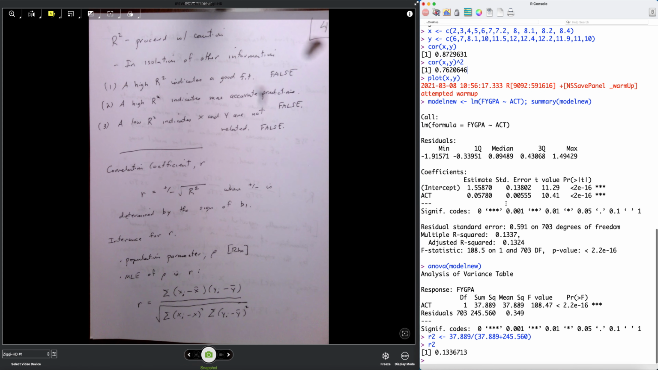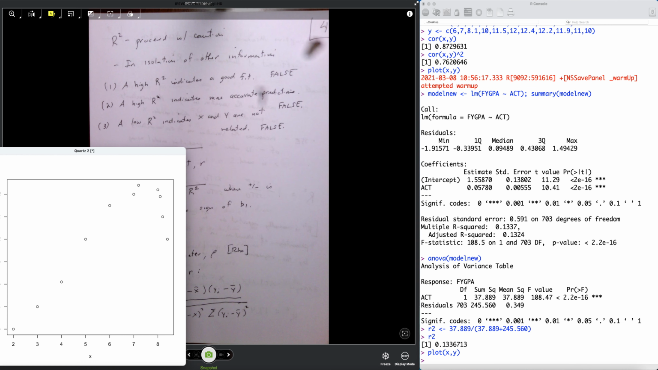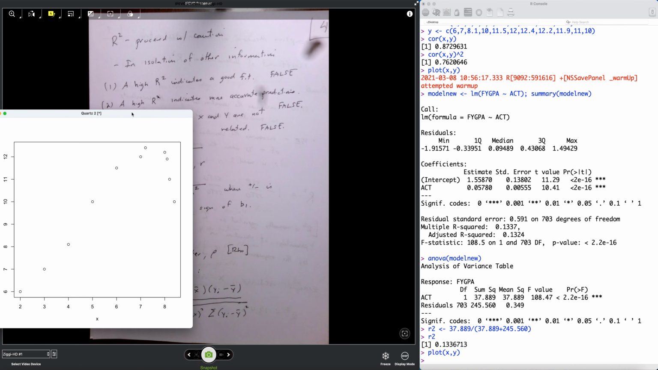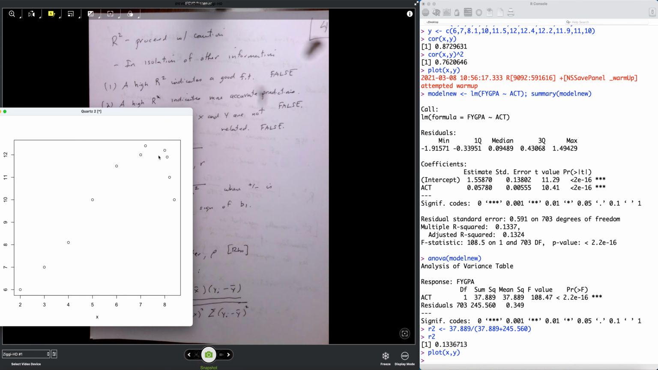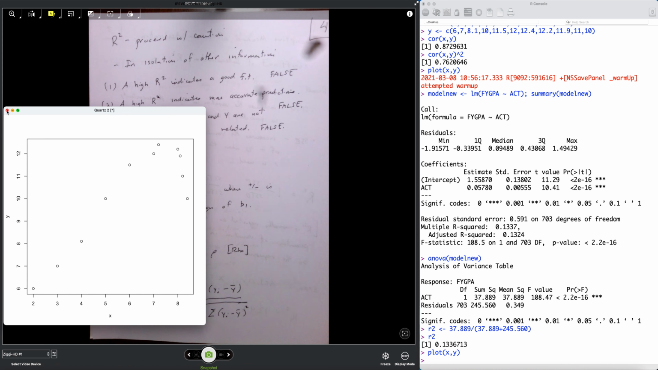But if I do plot X, Y, and again, in isolation of anything else, an R squared of 76.2 indicates a good model fit, right? Well, no, it doesn't. Because if we look at the plot, you can see that we have a curved nature right here, and a linear model is not appropriate for describing the relationship between X and Y, even though we have an R squared that is relatively high, pretty close to the threshold of 80%. So, proceed with caution there.